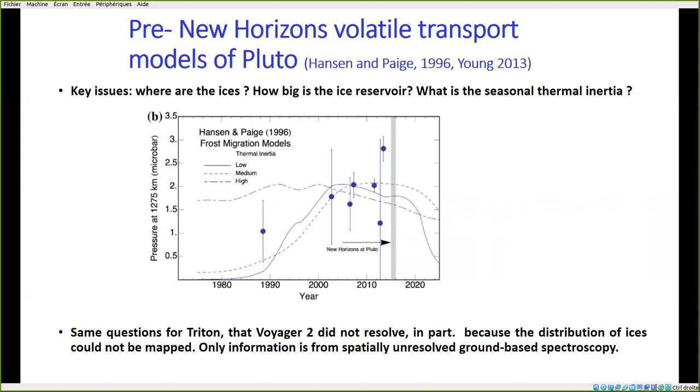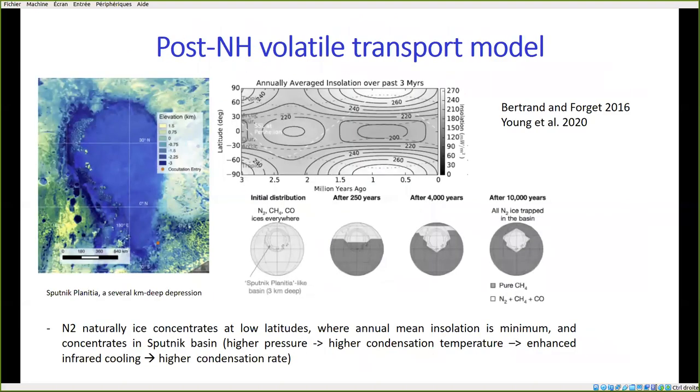This kind of model has also been developed for Triton with the same questions and unknowns in their parameters. And although Voyager 2 flew by Triton in 1989, it could not answer this question. In particular, because Voyager did not carry a near-infrared instrument that could have mapped the distribution of ices. So we don't know for sure where the volatile ices are on Triton, and therefore this is a big limitation for the volatile transport model of Triton. But for Pluto, we now have the answer.